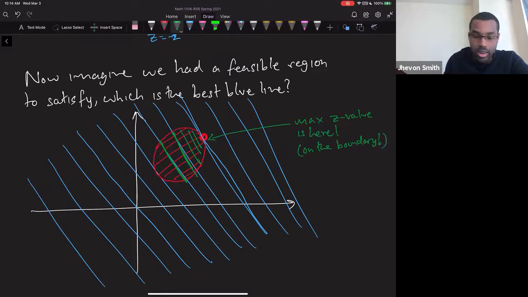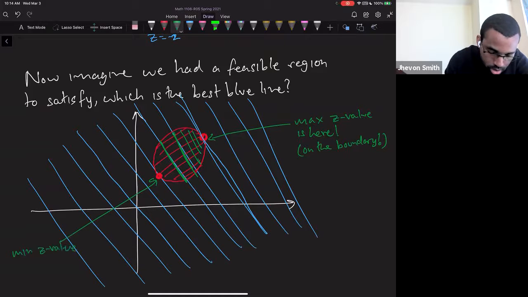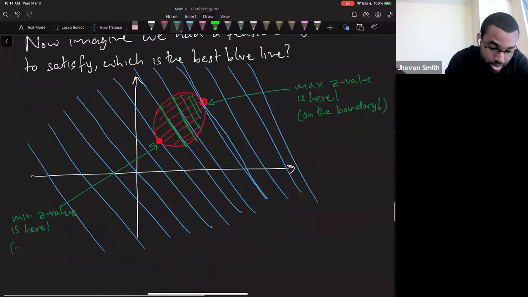By a similar vein, you will notice that if I wanted to minimize z, get the smallest output of the y-intercept, the minimum value would be here. And again, on the boundary.